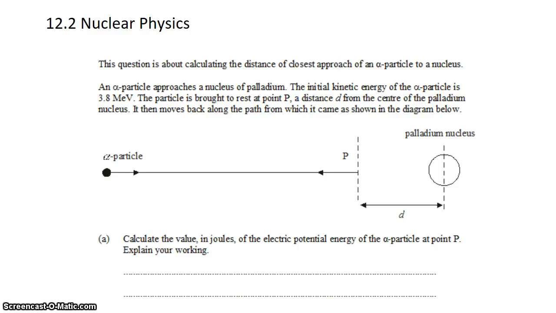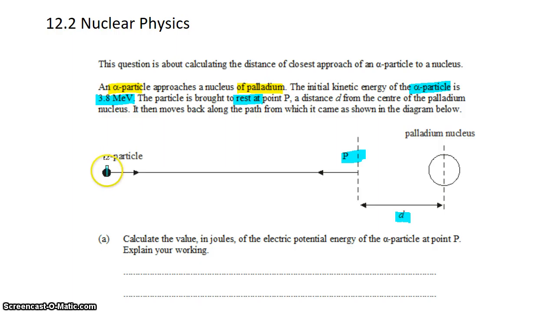David Kant here with another question bank question in topic 12.2, and we're looking at alpha particles approaching a nucleus. We have an alpha particle approaching a nucleus of palladium. The initial kinetic energy of the alpha particle is 3.8 MeV. It's brought to rest at point P, right here, at distance d from the center of the palladium nucleus. It then goes back out the path from which it came.